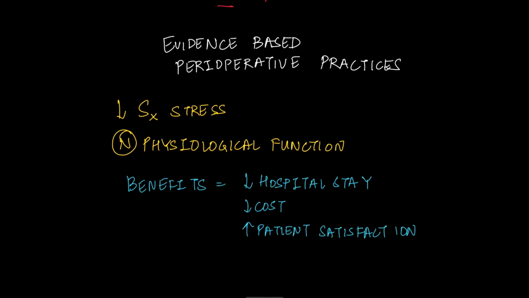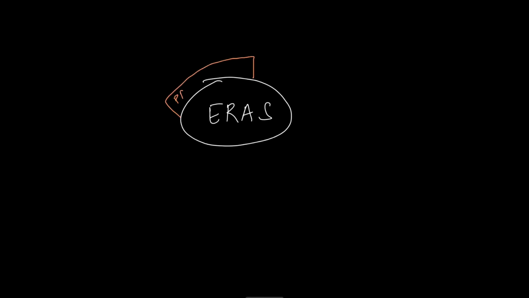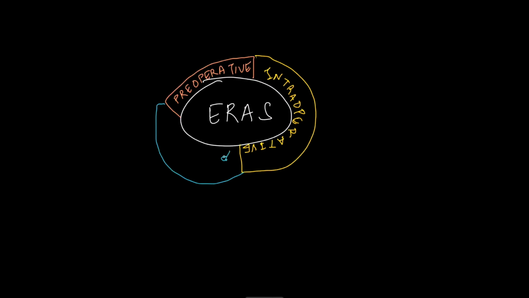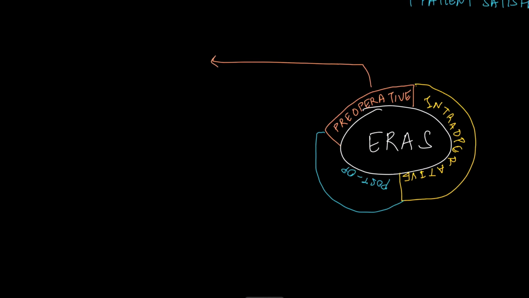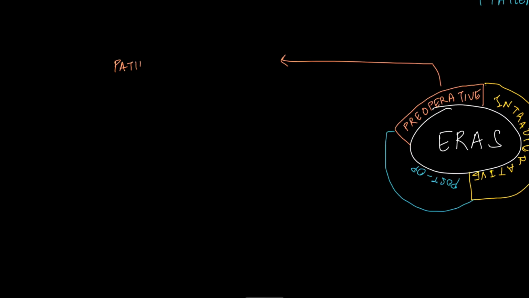So first, let us look at what are the components of ERAS. As we have seen, it is a group of perioperative practices. Perioperative meaning pre, intra, and post-operative practices. So we'll understand ERAS in a little more detail. Okay, so the pre-operative components would be firstly patient education and counseling. I'll explain all these in a little more detail once I enumerate all of the points.